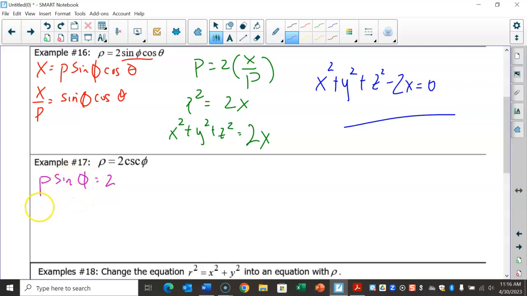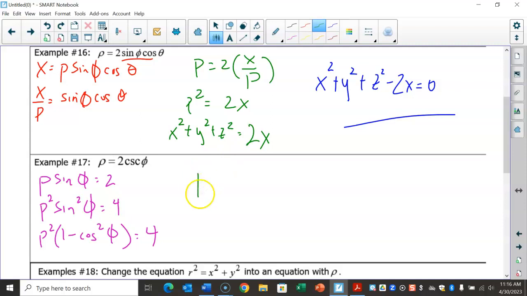So one thing that I can also now do is square everything. All right, and so I've got my rho squared and then my sine squared of phi, and then I'm going to go ahead and rewrite sine squared as 1 minus cosine squared phi. I use the identity that sine squared plus cosine squared gives you your 1. And then from here I need to distribute.